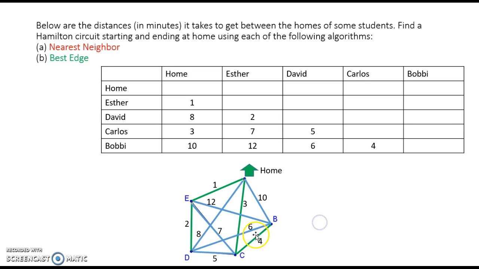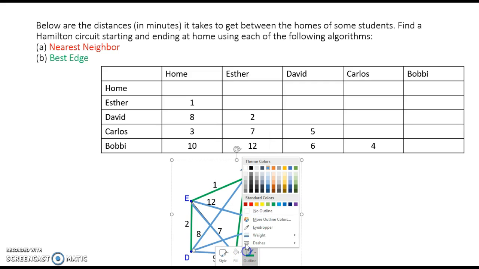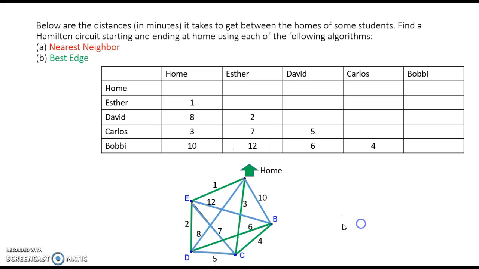And that really doesn't leave us with much choice now, because Esther's already got 2 edges, Home's already got 2 edges, Carlos already has 2 edges. The only thing left to do is travel this edge here between Bobby and David's house to go ahead and complete. This time we can complete a cycle because we've included everyone now. And so now we have our best edge path.